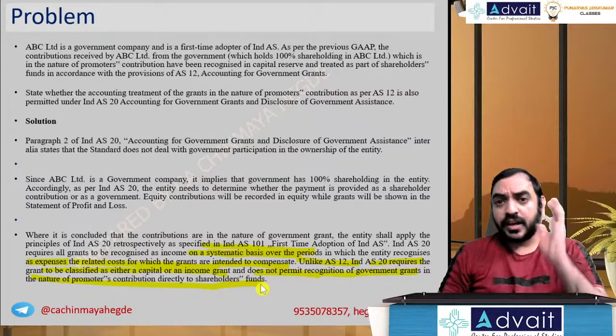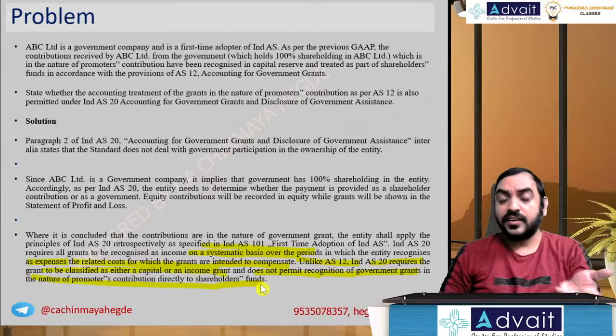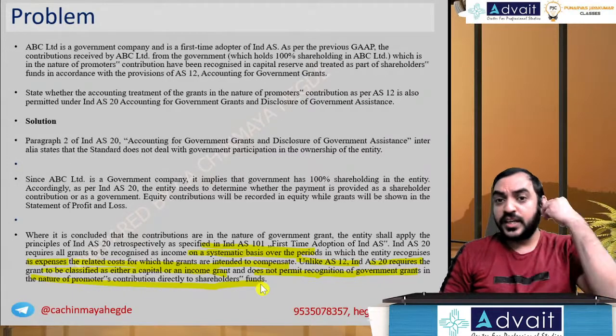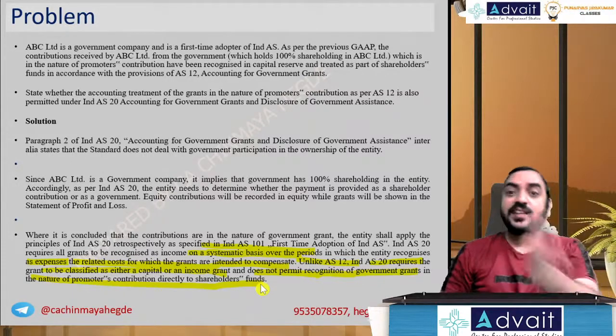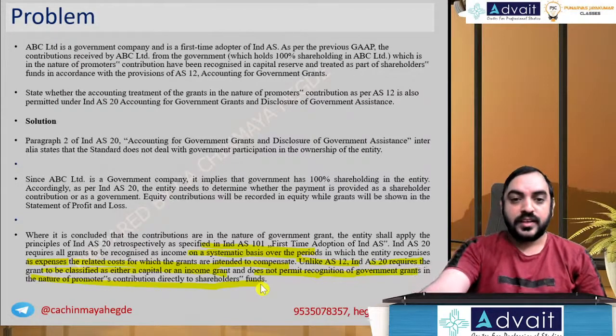Because the grant would be related to a particular purpose. If it is a grant, then the grant will be for a particular purpose, so that will hit the P&L account, and whenever that hits the P&L account, even the grant should come to the P&L account. So it's a straightforward one. Let's move forward.